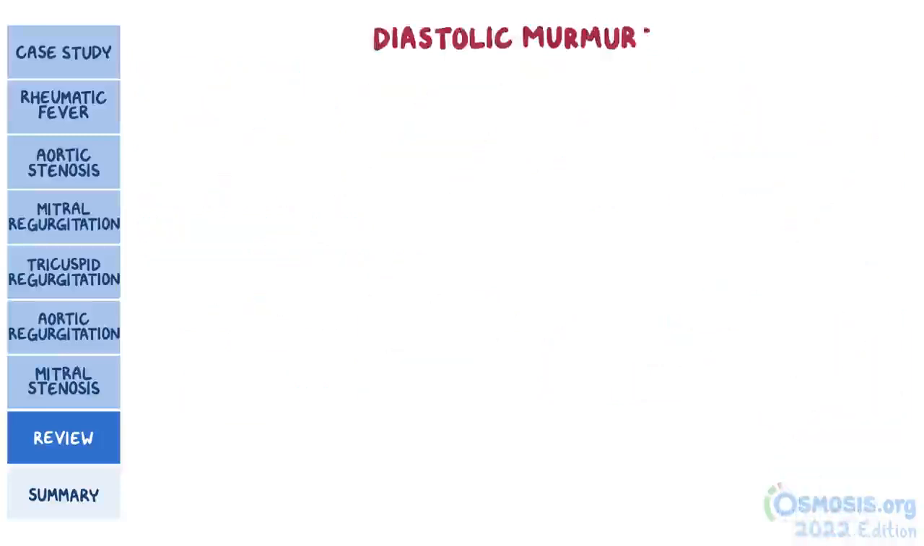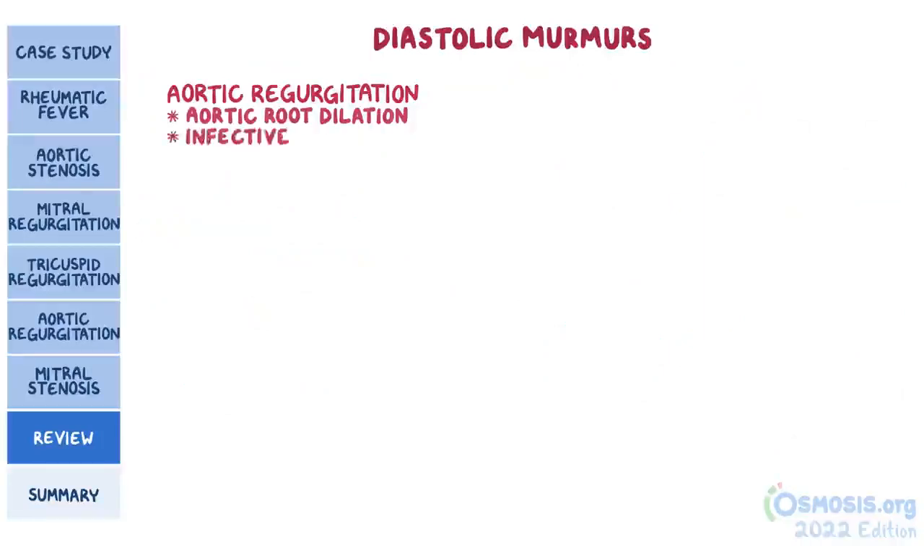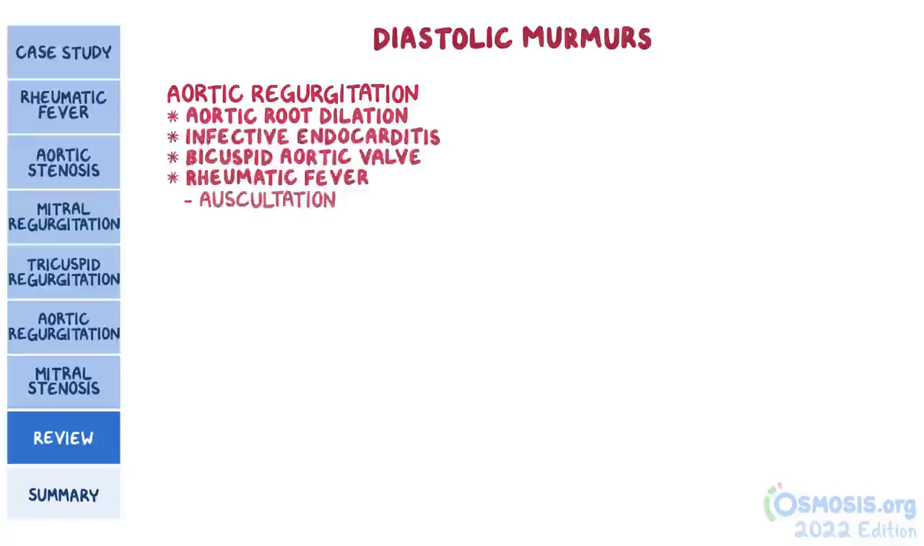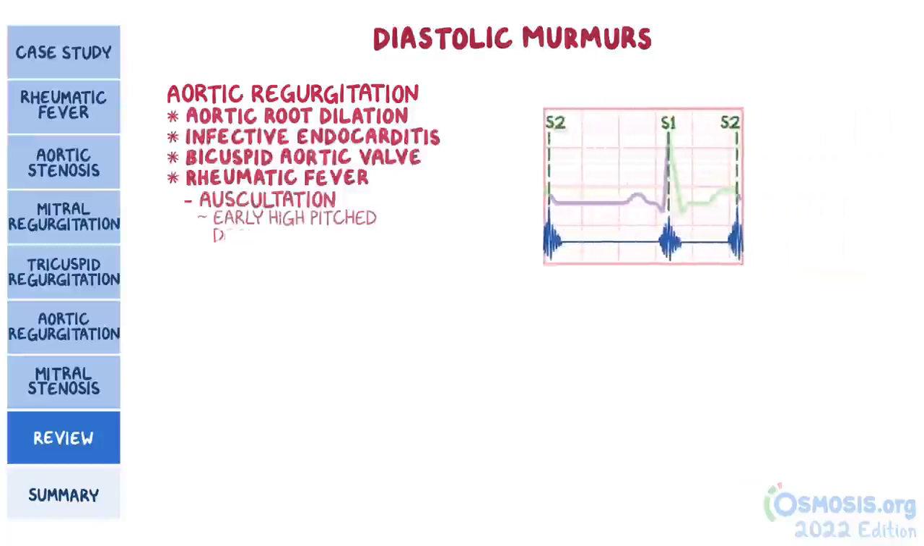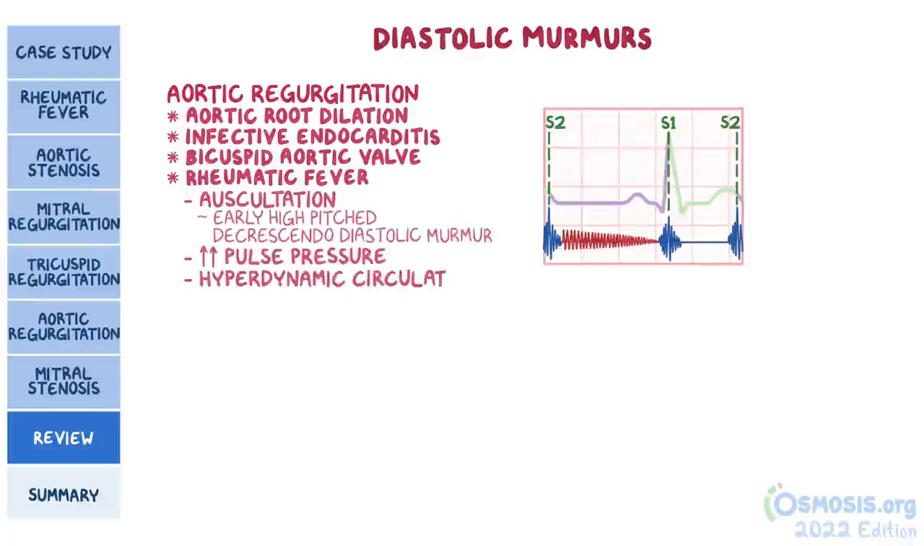For diastolic murmurs, there's aortic regurgitation, which is mostly caused by aortic root dilation, but can also be caused by infective endocarditis, bicuspid aortic valve, or rheumatic fever. On auscultation, there's a high-pitched, early decrescendo diastolic murmur. There's also an increase in pulse pressure as well as hyperdynamic circulation.